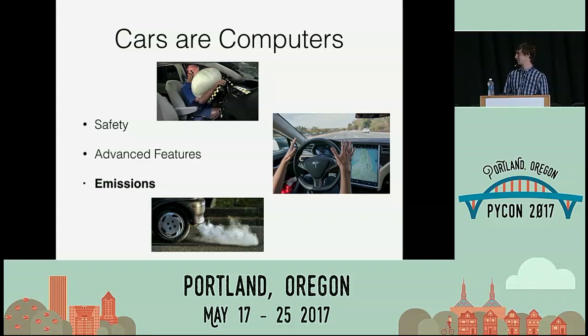Advanced features, of course, we have the Tesla autopilot there, and also the infotainment systems, generally called ADAS, Advanced Driver Assistance Systems in the industry. And these are things like your auto braking, your adaptive cruise. You need computers to pull that off.